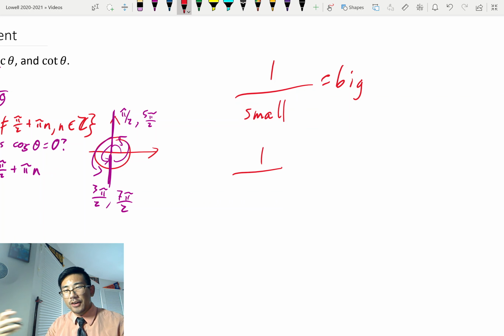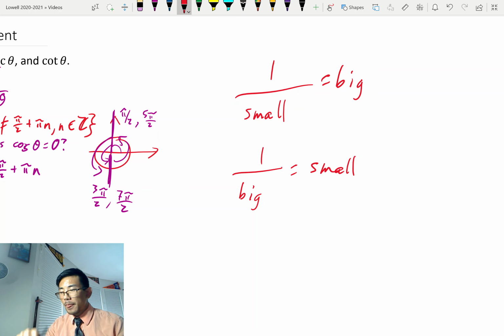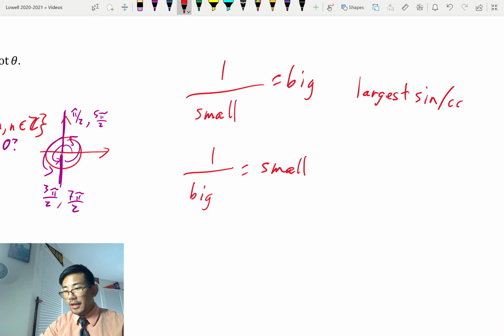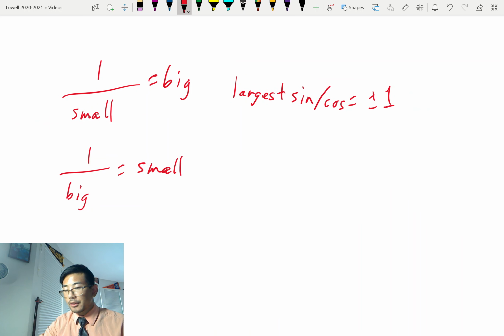Now, if you take 1 and divide it by a bigger, larger number, your answer is generally going to be a small number in magnitude, or absolute value. Remember that the largest that sine and cosine ever get, since they're y and x values, is 1 or -1, equal to plus or minus 1.